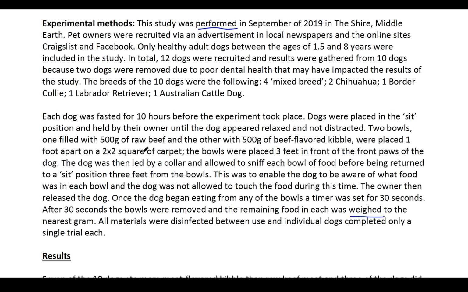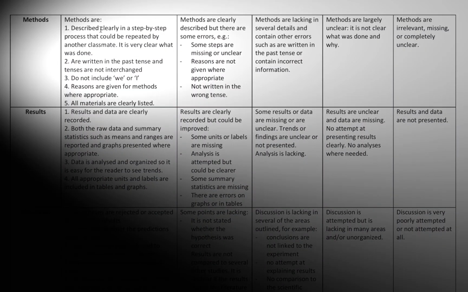Now, if you didn't do something that you think you could have, and therefore it may have affected your results, you can talk about that in the discussion. So methods are going to be clear. It's going to be step by step and in order. What did you do? When did you do it? So someone else can repeat it. It's very clear what was done.